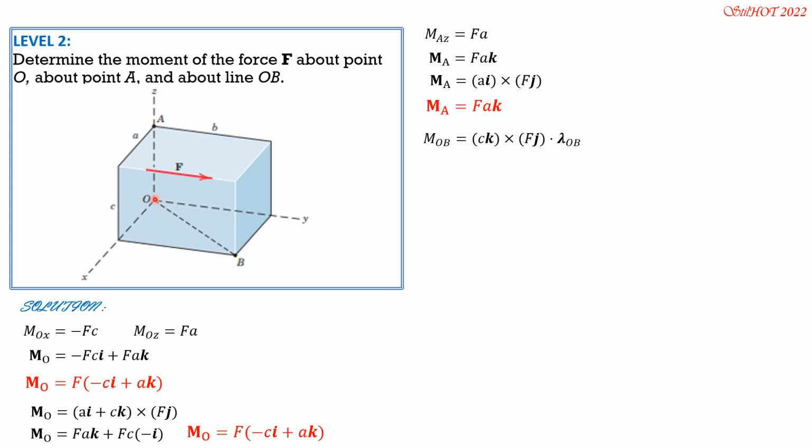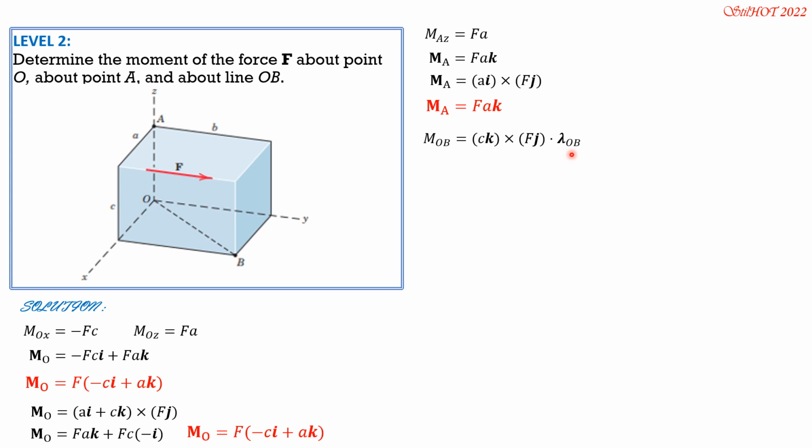from O to line of action of F, which is here, because there are two components. Instead, this is the other end of OB. So B to this point here, this is the point on the line of action of F, and this is simpler. This direction is along Z only, so that is CK. Cross the force in vector form, the force is Fj towards the positive y-axis.